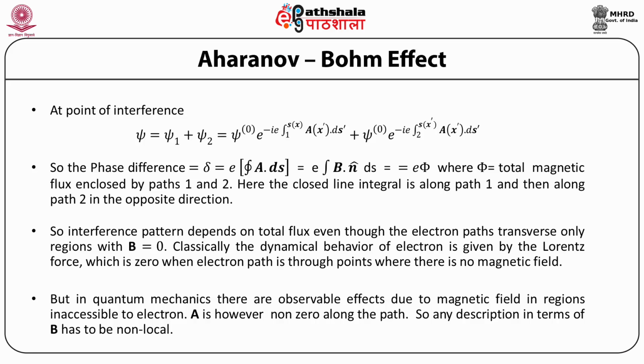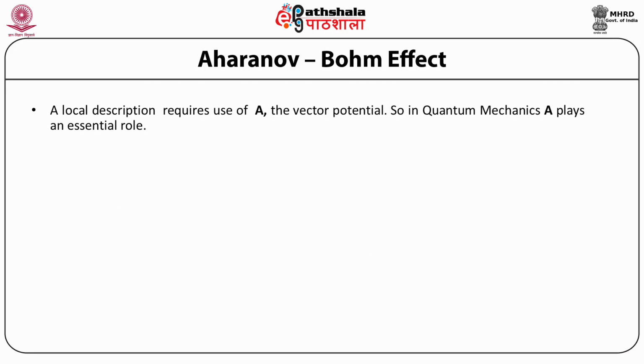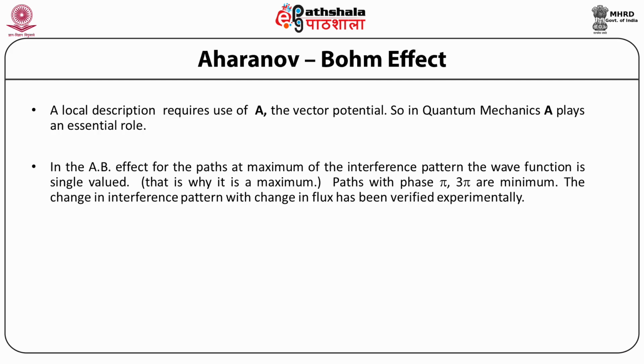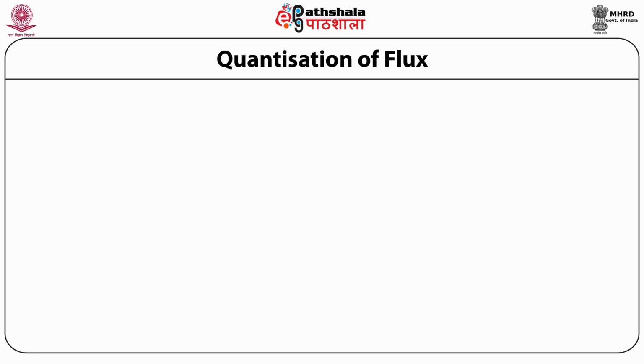So any description in terms of B vector has to be non-local. A local description requires use of A vector and cannot be done adequately with just the B vector. So in quantum mechanics, A vector plays an essential role in this Aharonov-Bohm effect. This was discovered only in 1959 and is a crucial discovery by Aharonov and Bohm. Paths with phase pi, 3 pi give minima, and paths with phase 0, 2 pi give maxima of the interference pattern. The wave function is single valued. Quantization of flux.